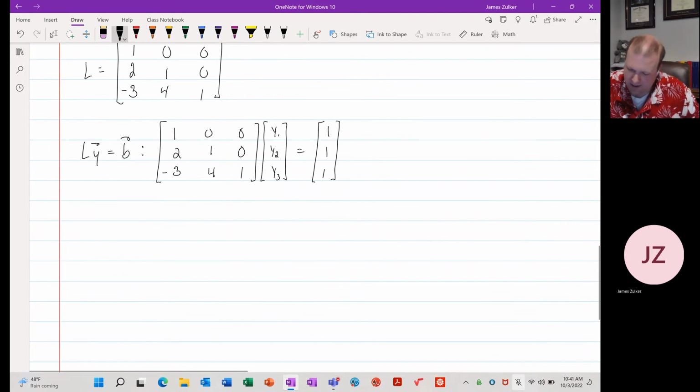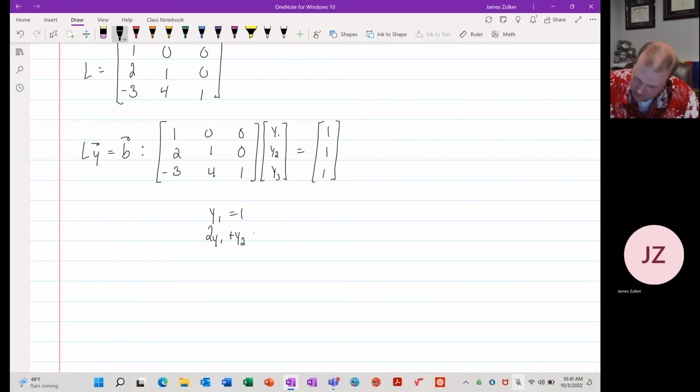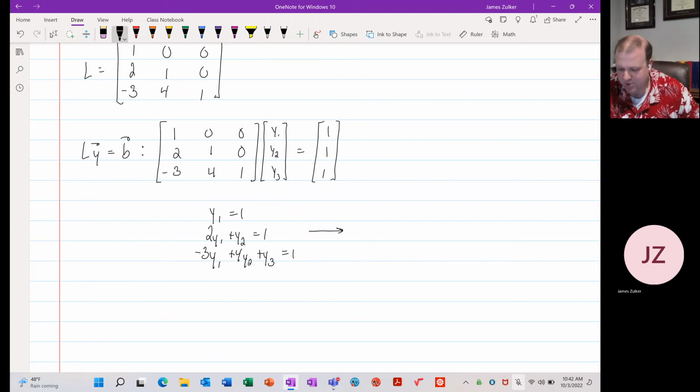Now notice what we get here, right? y1 equals 1. 2y1 plus y2 equals 1. -3y1 plus 4y2 plus y3 is equal to 1. And then what we do is forward substitution, right? y1 is 1, okay? So 2 times 1 plus y2 has to be 1, right? So 2 plus y2 is 1, which means y2 has to be -1.